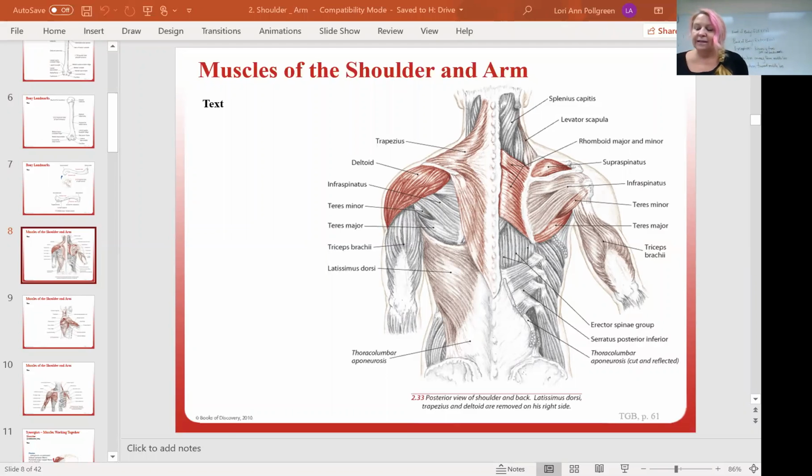3, we're looking at levator scapula. Levator, imagine what that does. That helps with elevation of the scapula. Number 4, rhomboid minor, and the minor always comes above the major. So below rhomboid minor, we have rhomboid major.